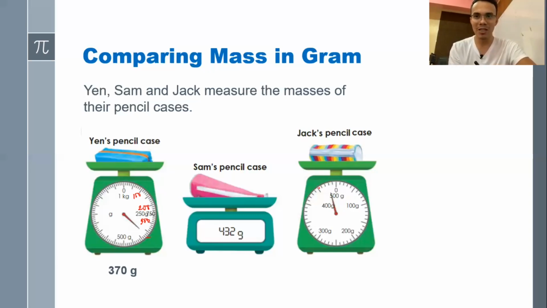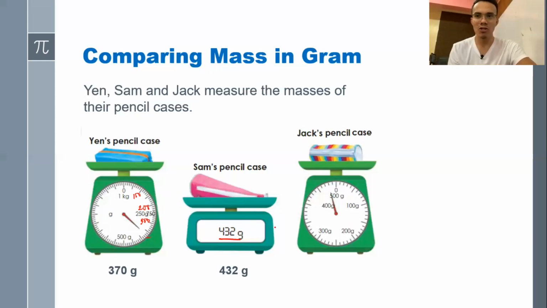Let's have Sam's pencil case. In this case, we don't have any problem reading the mass because the mass is there. It's written right here. It's 432 grams. By the way, this is what we call a digital weighing scale.